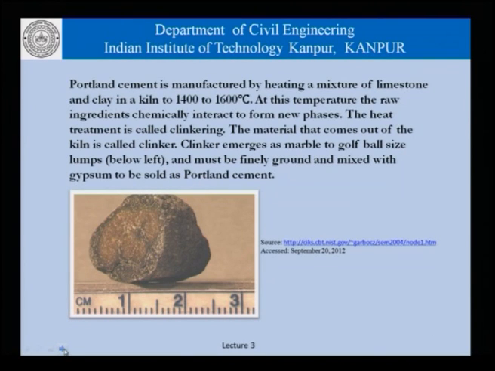To recapitulate, Portland cement is manufactured by heating a mixture of limestone and clay in a kiln to about 1400 to 1600 degrees centigrade. At this temperature, the raw ingredients chemically interact to form new phases. So, the oxides of the different elements, calcium, silica, aluminum and so on, they form new phases. The heat treatment is called clinkering. The material that comes out of the kiln is called clinker, and it emerges as more or less golf sized balls, about 2 to 2.5 centimeters in diameter, and that must be finely ground with gypsum and sold as ordinary Portland cement. A picture of clinker is shown here.